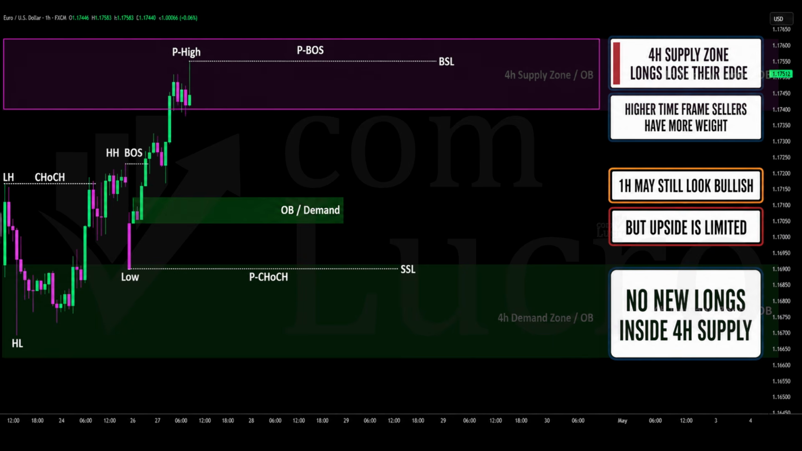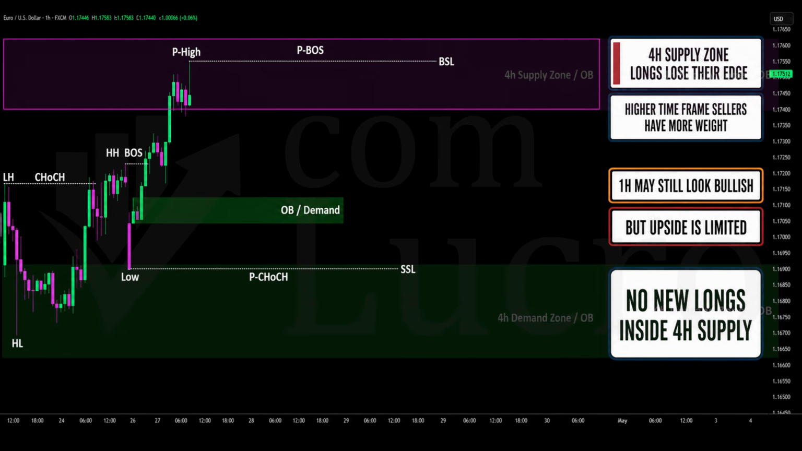One important point to understand at this stage is that price has now reached the 4-hour supply zone. From this moment forward, it is no longer ideal to continue looking for long positions, because the market is now trading inside a higher time frame area, where selling pressure carries significantly more weight. When price reaches a major supply zone on the 4-hour chart, the overall upside potential becomes much more limited, and the risk to reward for additional buy positions starts to decrease substantially.